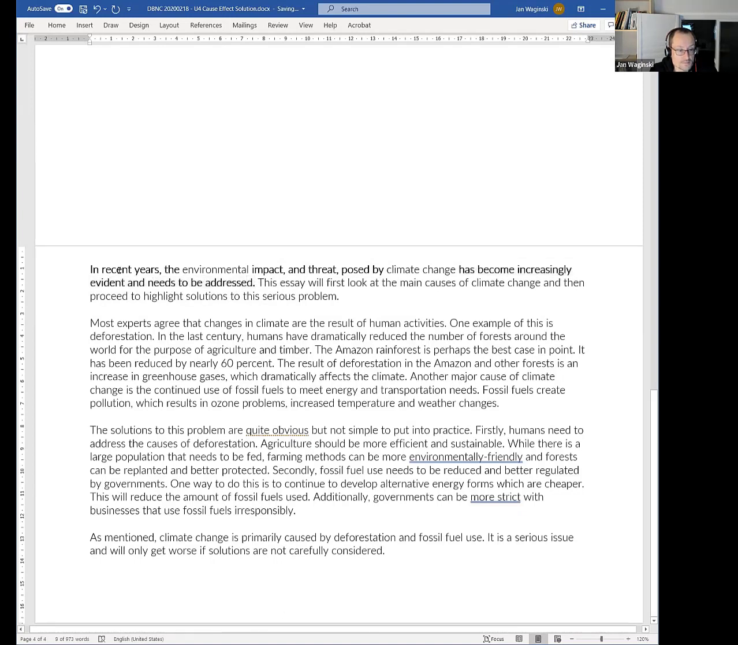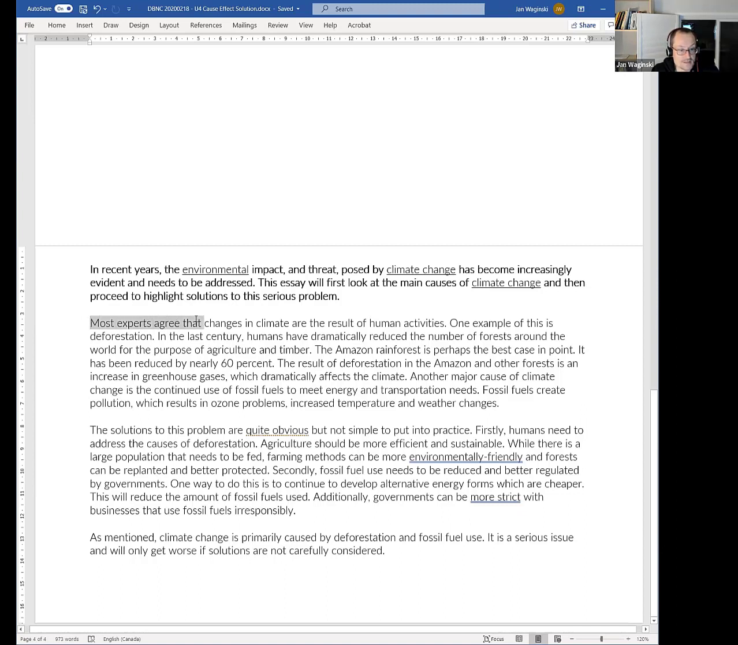Essay like this. In recent years, the impact and threat posed by X has become increasingly evident and needs to be addressed. This essay will first look at the main causes of X and then proceed to highlight solutions to this serious problem. Right. You could just replace the few things that I've underlined with another topic. The rest of this, you can apply to basically any topic for this kind of prompt.